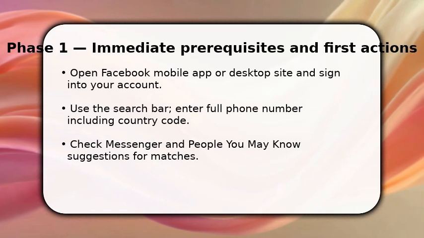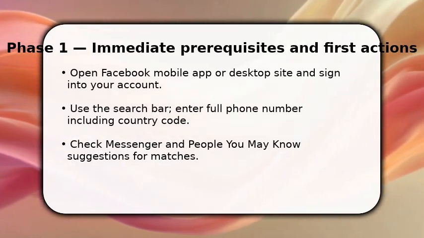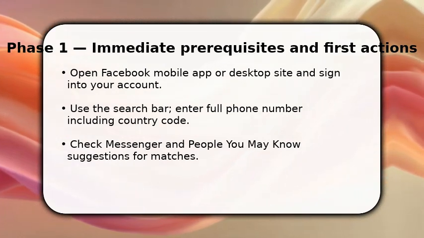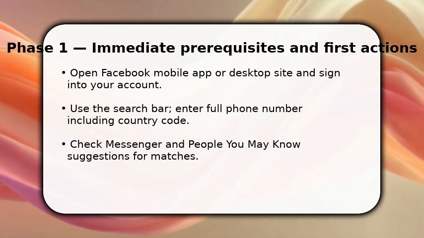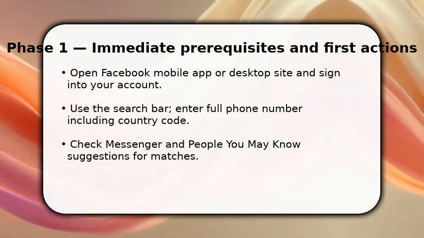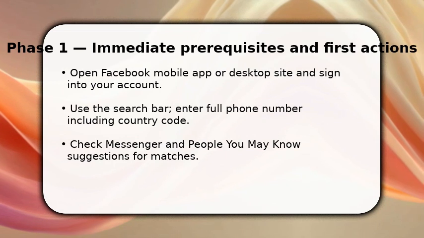Enjoy the video. You should begin in the Facebook app or on the desktop site, signed into your account. Enter the full phone number, including country code, into the main search bar and press enter. Sometimes Facebook resolves numbers to profiles. Once done, check Messenger threads and the People You May Know panel. Facebook may surface the contact if they shared that number.